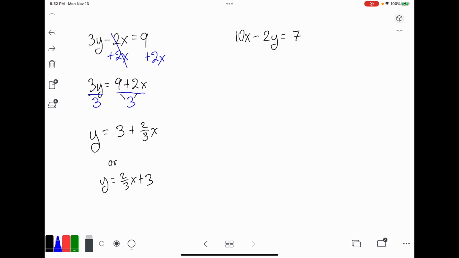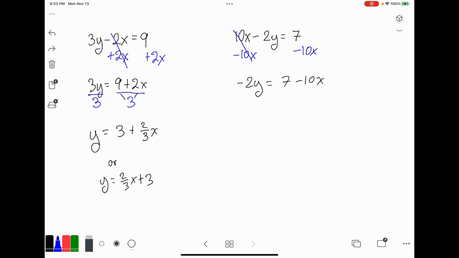For the next one here, all we have to do is solve for y. So any terms that don't have y need to move to the other side. Therefore, we need to move that 10x first. So by subtracting 10x, it allows us to cancel that out. So notice that this subtraction is attached to the 2. You can't remove that. So this remains as negative 2y equals 7 minus 10x.